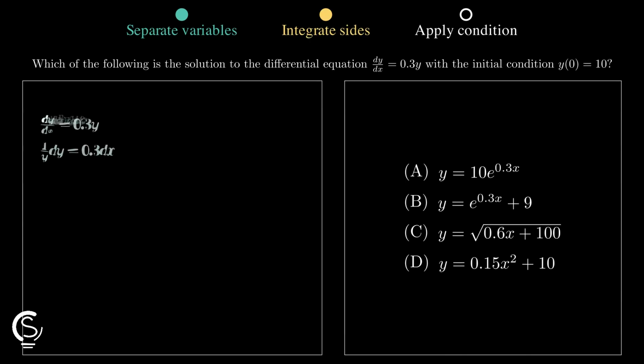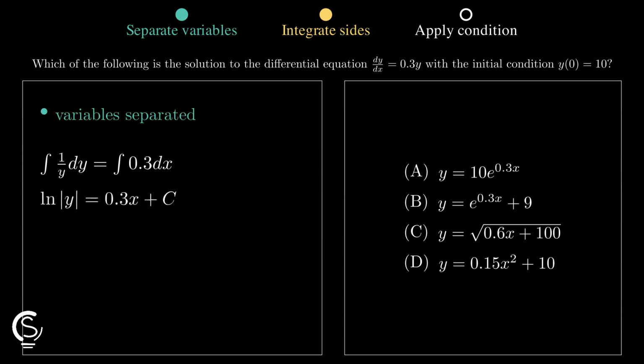Integrate both sides to get the natural log of y. Exponentiate both sides to isolate y, introducing a constant c that represents our initial state.